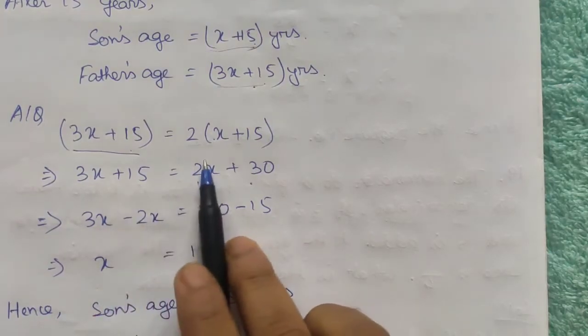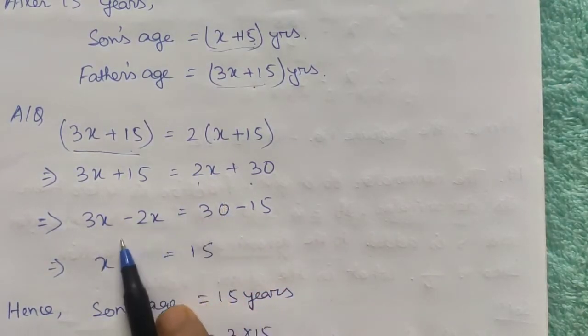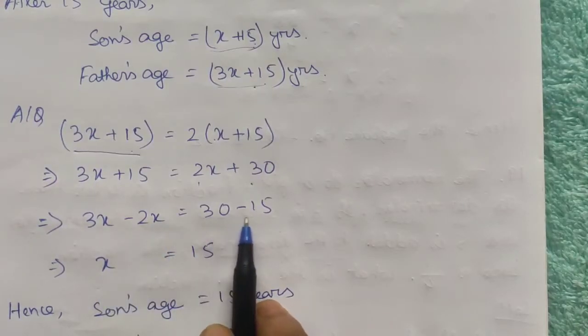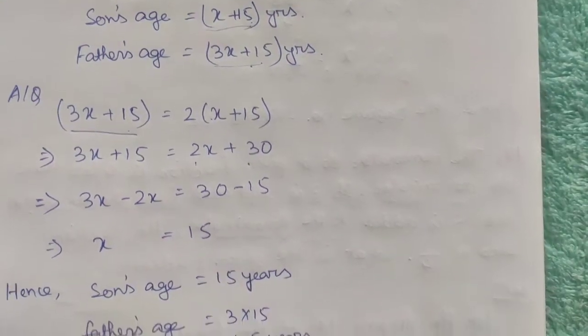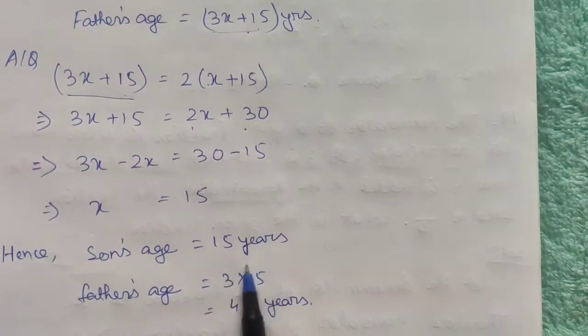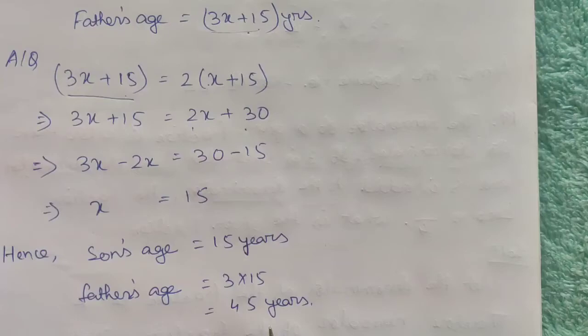So we have multiplied this, and by the transposing method we have also brought this. Then 3x minus 2x is x. 30 minus 15 was 15. Hence son's age is what? 15 years, and father's age is what? 45 years. Clear?